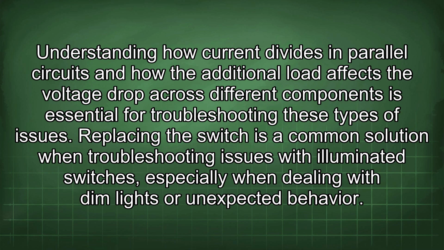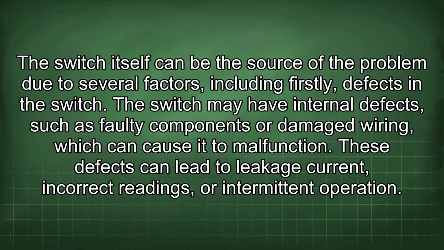Replacing the switch is a common solution when troubleshooting issues with illuminated switches, especially when dealing with dim lights or unexpected behavior. The switch itself can be the source of the problem due to several factors, including, firstly, defects in the switch. The switch may have internal defects, such as faulty components or damaged wiring, which can cause it to malfunction. These defects can lead to leakage current, incorrect readings, or intermittent operation.